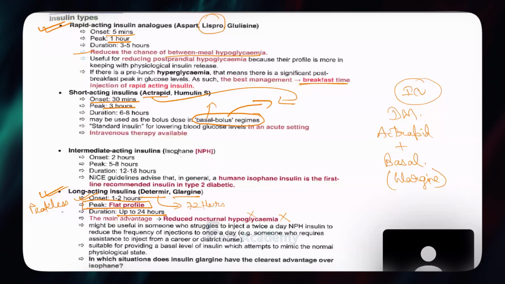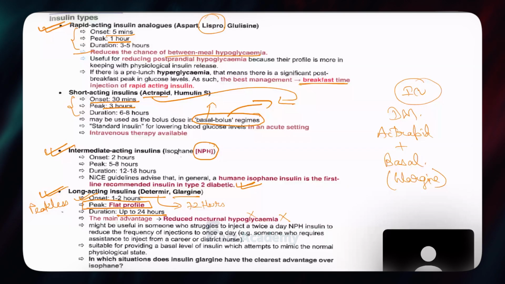So what is the onset, what is the duration, what is the peak? These things you need to know. Which are the rapid acting, which are the short acting, and which are long acting. See, NICE recommends NPH. NPH is the intermediate acting. This is the first line recommendation, because its onset is in 2 hours, duration is 12 to 18 hours. So it has got some advantage of this, some advantage of that. So it is the intermediate. That is why NICE recommends NPH, isophane insulin, over others.